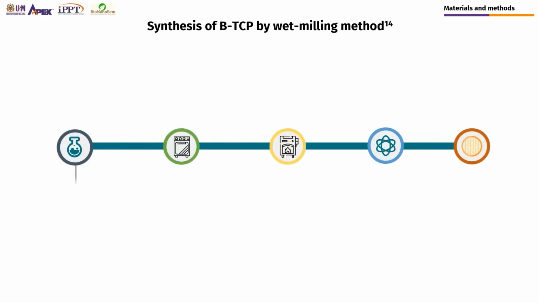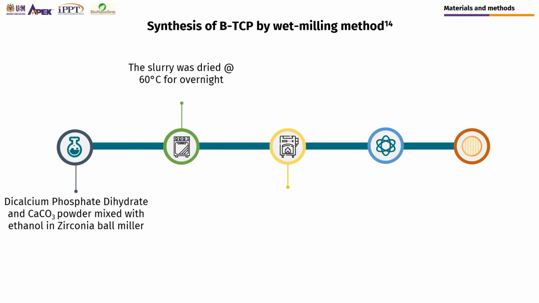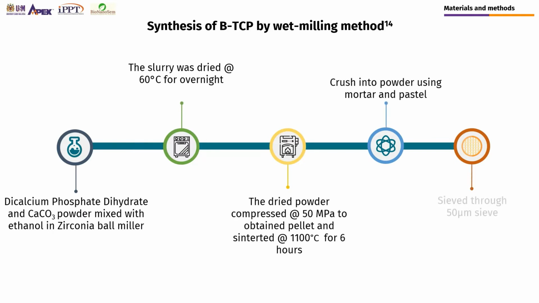The wet milling method was performed to synthesize beta-tricalcium phosphate powder. Dicalcium phosphate dihydrate and calcium carbonate powder were mixed with ethanol in a zirconia ball mixer at 200 rpm for 6 hours with a calcium phosphate ratio of beta-TCP at 1:5. Following that, the slurry was dried in an oven at 60 degrees Celsius overnight.